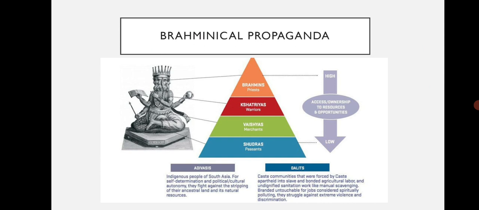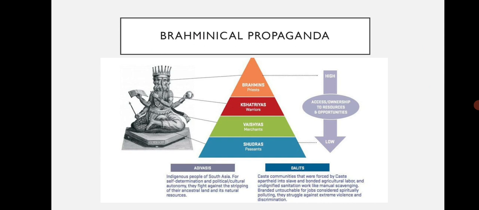And then the Brahmanical propaganda comes like this. Why these four divisions? Look into the picture. You have a pyramid. The top of the pyramid is higher quality, and that comes to low. They call it quality. We can take it as access or ownership of resources and opportunities. You just keep that in mind. Here are the four varnas.